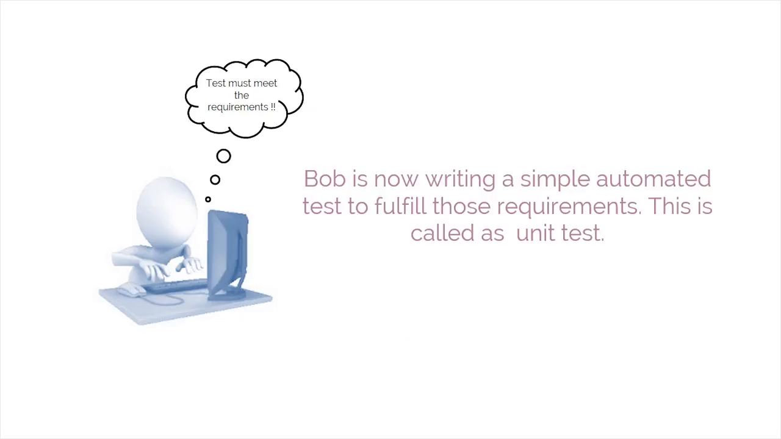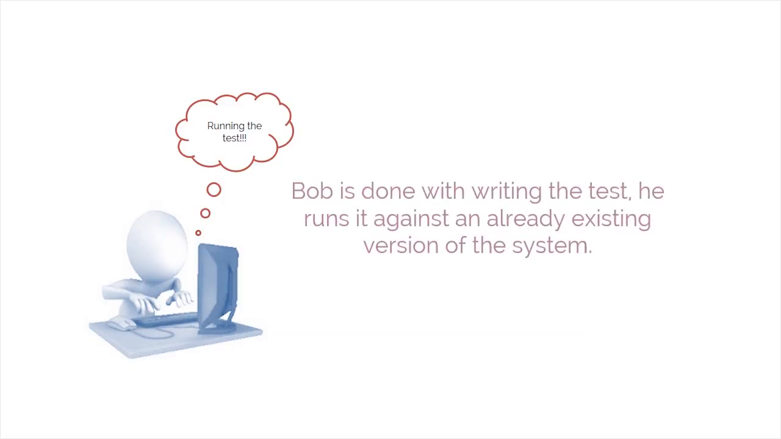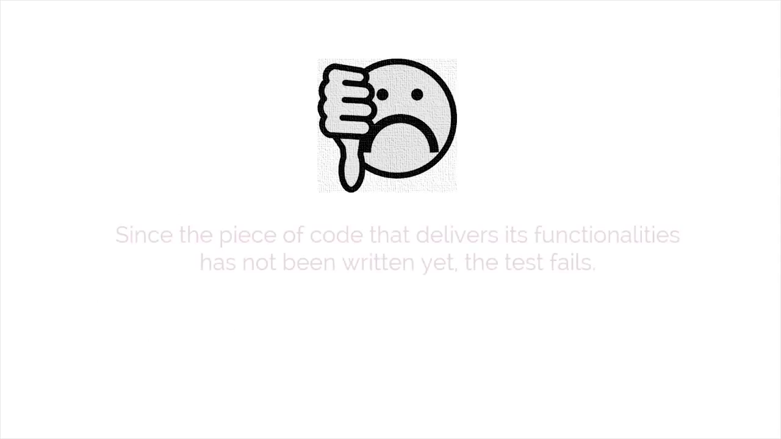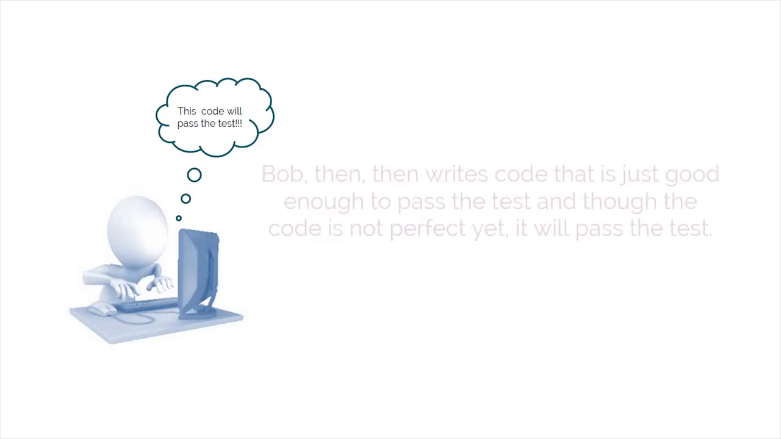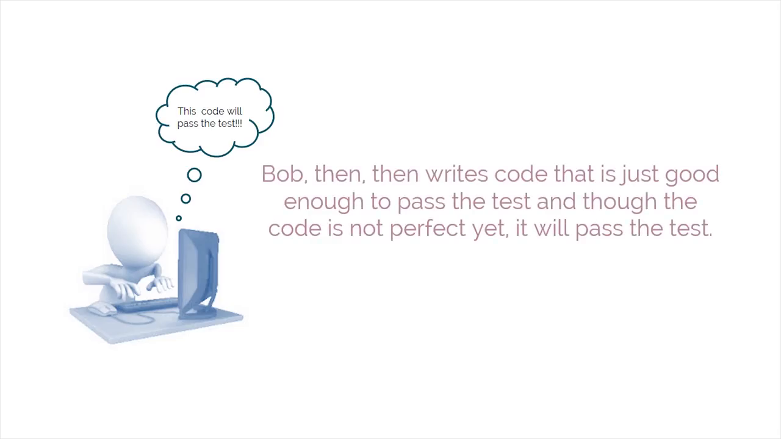After understanding the requirements, Bob is now writing a simple automated test to confirm those requirements. This is called a unit test. Once Bob is done with writing the test, he runs it against an already existing version of the system. Since the piece of code that delivers its functionalities has not been written yet, the test fails. Bob then writes code that is just good enough to pass the test, and though the code is not perfect yet, it will pass the test.